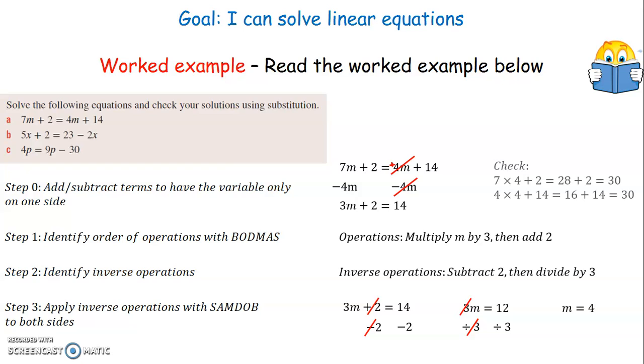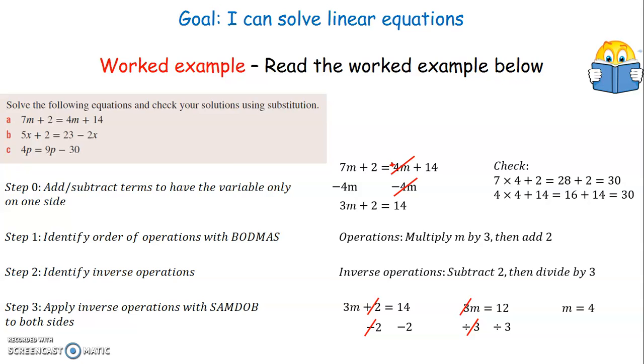Okay, so check. All right, 7 times 4, well, that's 28. 28 plus 2, that's 30. On the right-hand side, we've got 4 times 4. Well, that's 16. Then 16 plus 14, that's 30 as well. All right, so you see there, the value for m makes it so that both sides of the equation have the same value. All right.